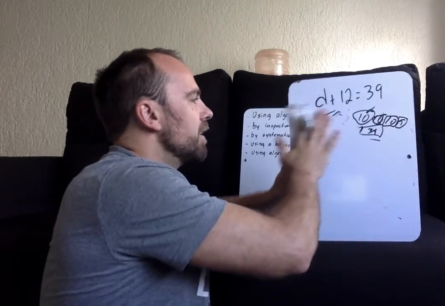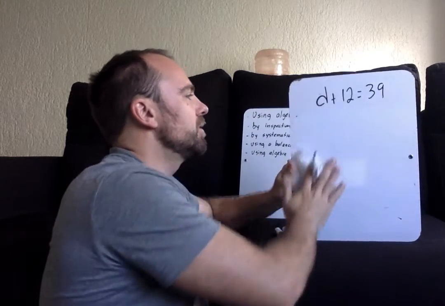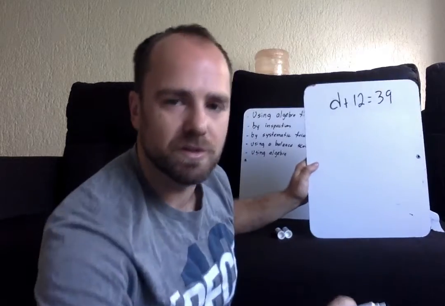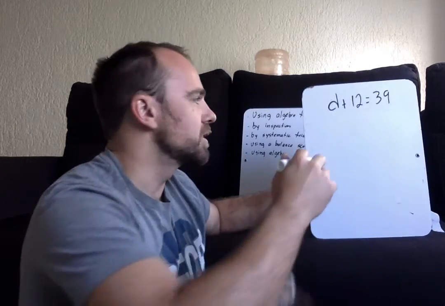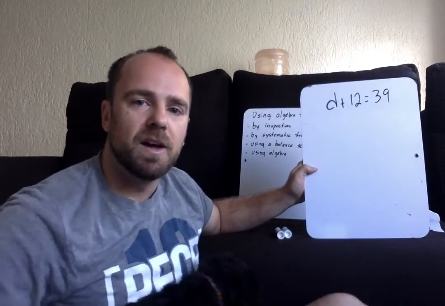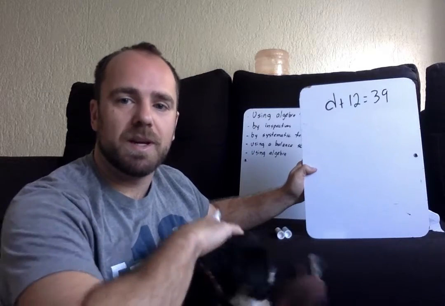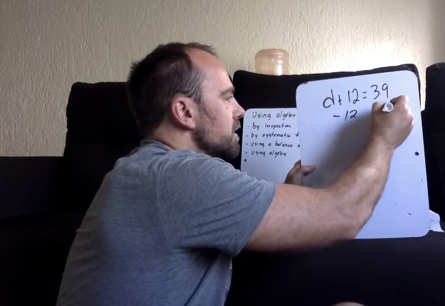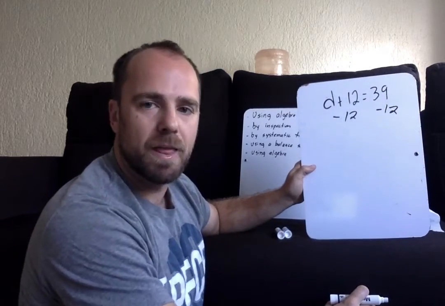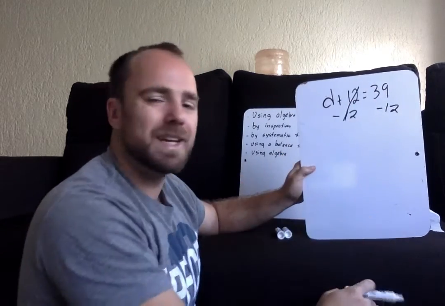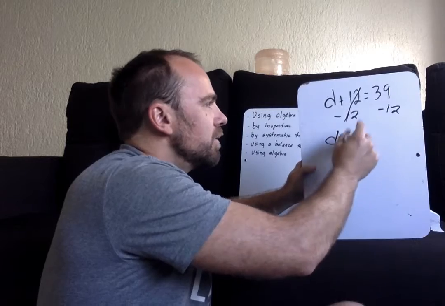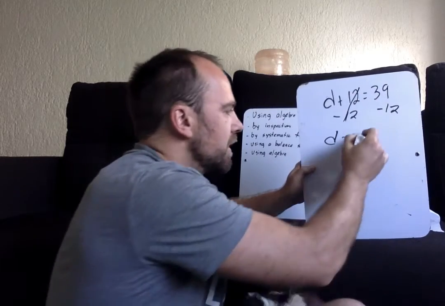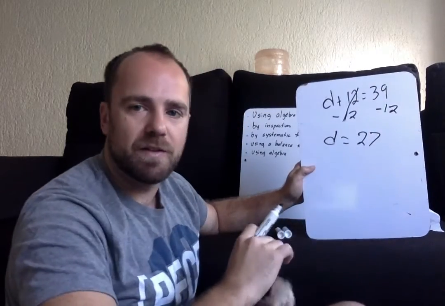Okay. Now, the last one that we're actually going to use is algebra. So we're actually going to use reverse or opposite operations. Okay, so if I have D plus 12 equals 39, I can try to subtract 12 from both sides. If I subtract 12 from this side, I'm going to get 0. So I'm going to have D equals 39 minus 12, which gives me 27.